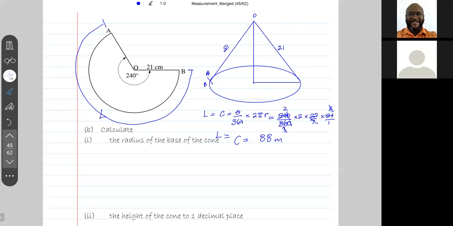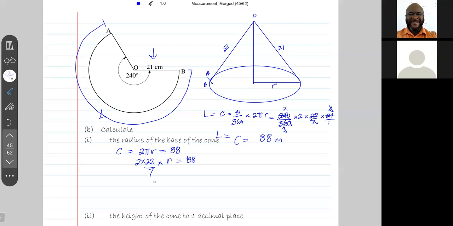Next, we're asked to calculate the radius of the base of the cone. Well, it's easy. The circumference C, which is equal to 2 pi r, is equal to 88. Please note, the radius I'm calculating is different from the 21, which is the radius here. That 21 became the slant length, so it's different from this radius. So this is 2 times 22 over 7 times r is equal to 88.